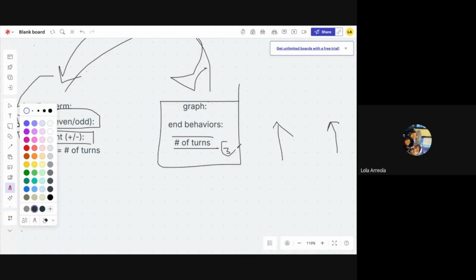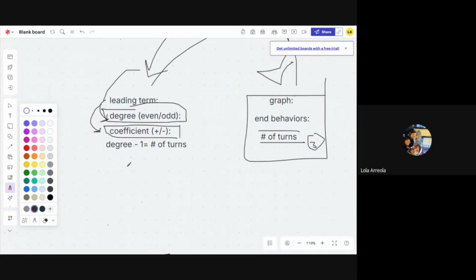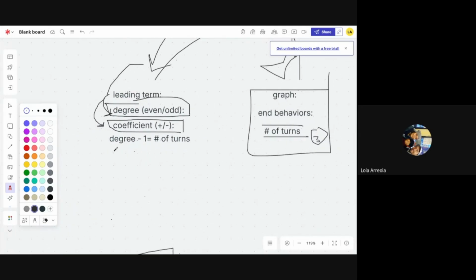So since I have 3 turns, what is the degree of the function? Well, plus 1, minus 1 in this direction. So if I have the degree first, then I subtract 1 to see the number of turns. If I have the number of turns first, then I add 1 to see the degree. So my degree is 4.